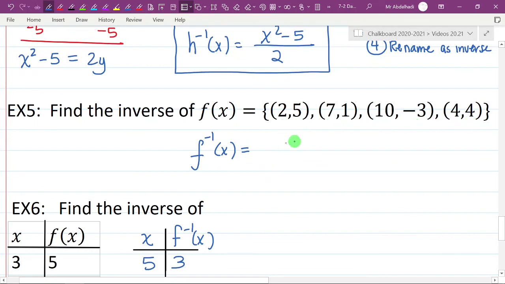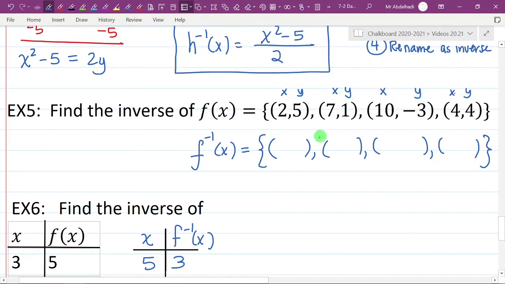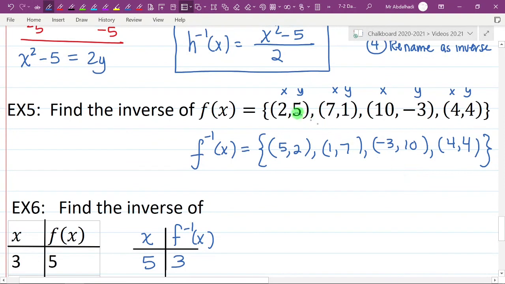And look how this thing is formatted. You have these squiggly braces here, right? And then you have these parentheses for the ordered pairs. And then you have the ordered pairs themselves inside the parentheses, right? And once again, this is an x, this is a y, this is an x, this is a y, and so on. And it's called the swap method. So you're going to swap the x's and y's. So instead of 2 comma 5, it's 5 comma 2, 1 comma 7, negative 3 comma 10, and well, 4 and 4, even if you swap them, it's still 4 comma 4. And you see there's nothing really to it except for swapping the numbers.